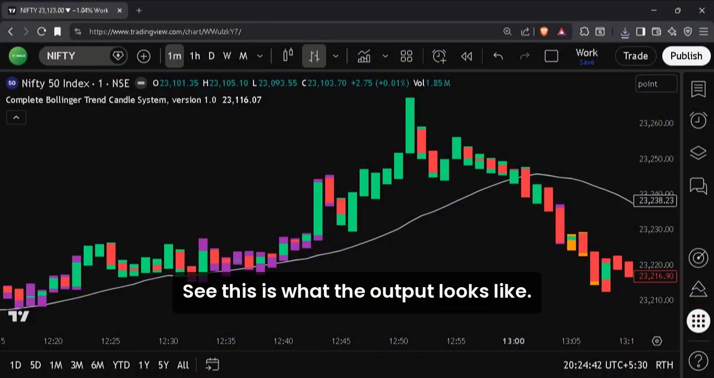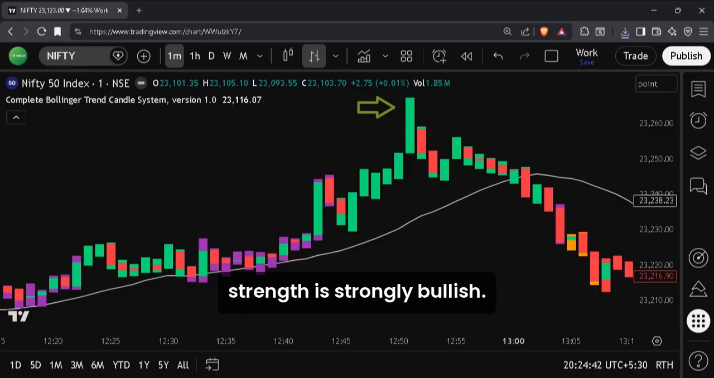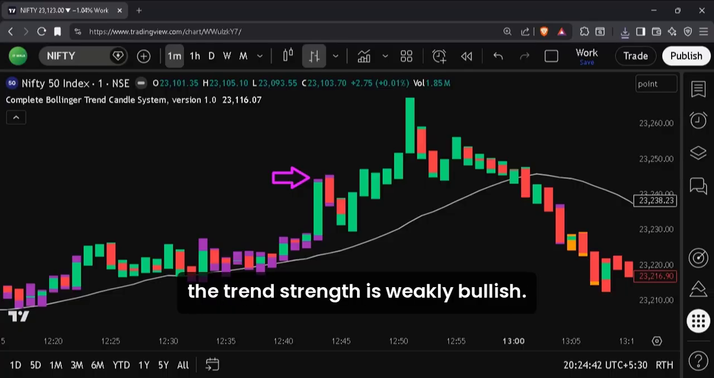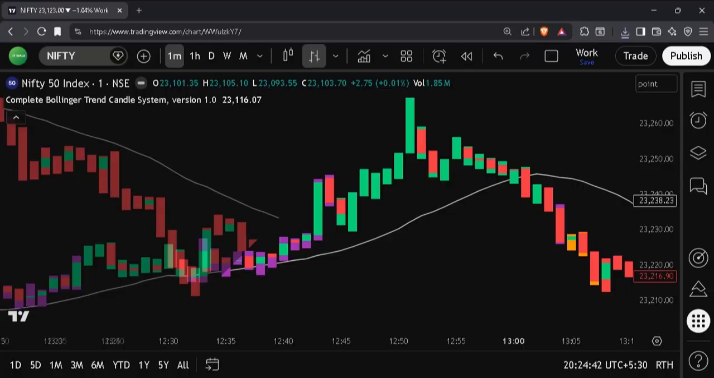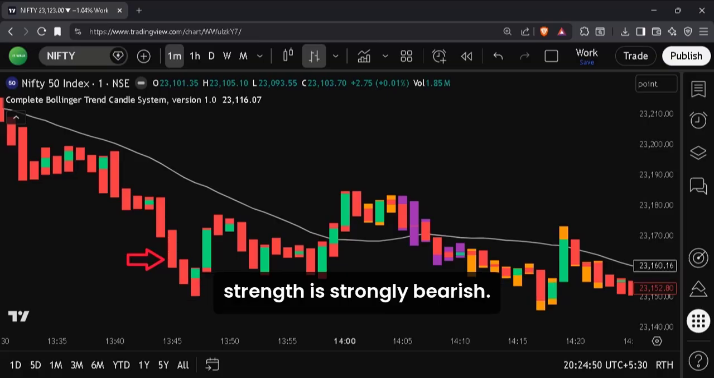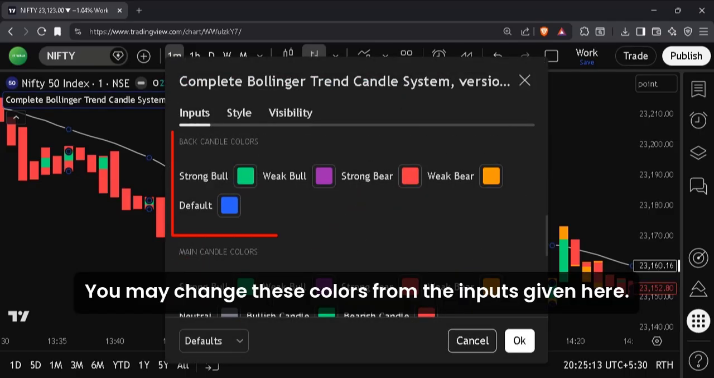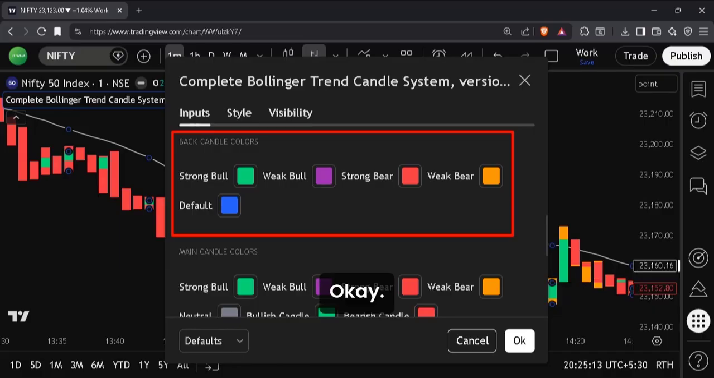See, this is what the output looks like. The green back candle means the trend strength is strongly bullish. The purple back candle means the trend strength is weakly bullish. The red back candle means the trend strength is strongly bearish. The orange back candle means the trend strength is weakly bearish. You may change these colors from the inputs given here.